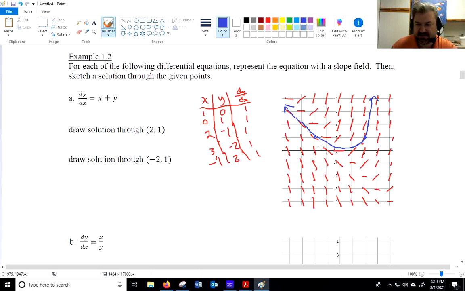Well, what about at negative 2, 1? What would that be? Well, that's this unique situation where everything on this line has a slope of negative 1. And so that line is going to go just like that. Had it been to the left of it, like at negative 3, 1, then we would have expected this curve to do something like that, but it didn't.